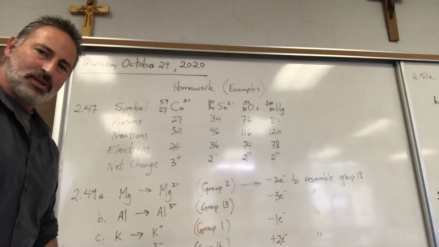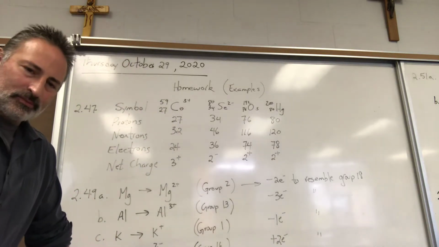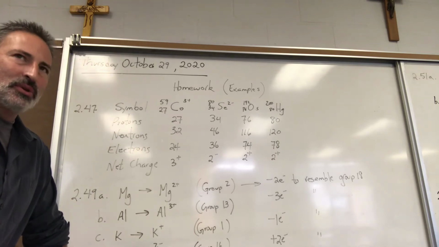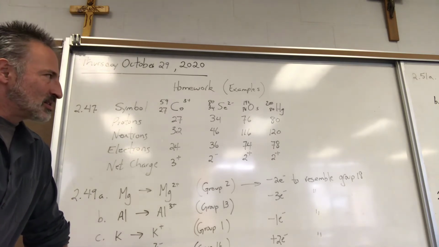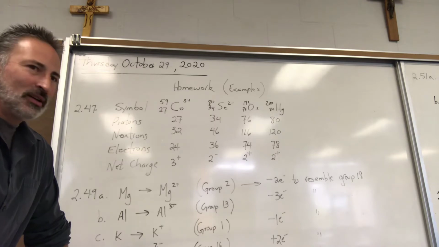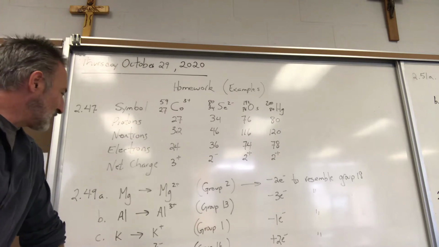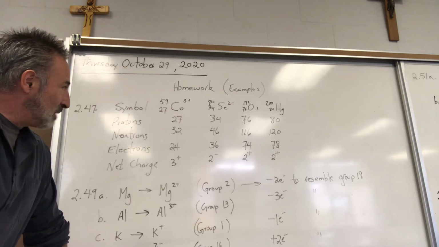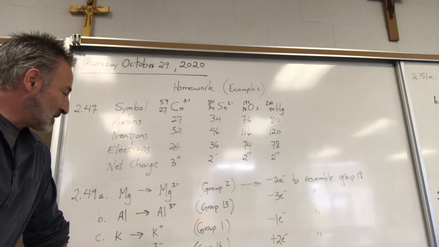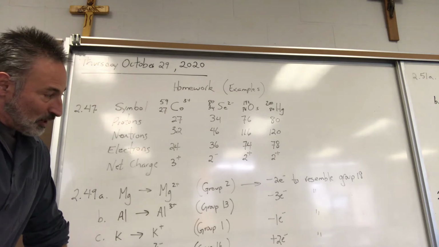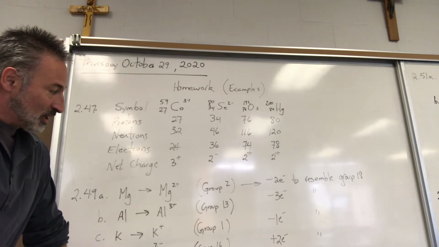Hello class, this homework assignment is directed to putting into practice the skills you have recently acquired, I hope, in which you're going to determine how many protons and neutrons and electrons are in an atom based on what the symbol says. Also, I'll show you how to combine ions to give you an ionic compound.